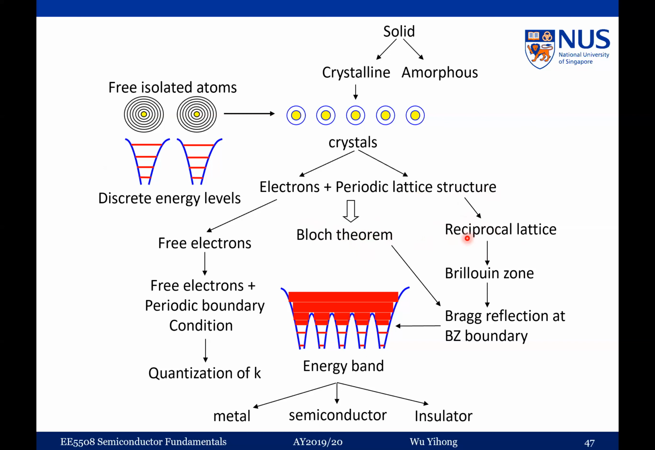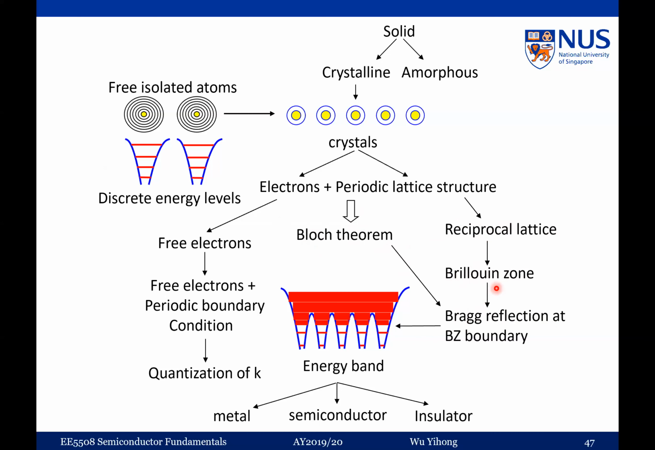And then from the periodic lattice, I remember in lecture 1 and 2, once we have a periodic lattice structure, we can define the reciprocal lattice. And from the reciprocal lattice, we define the first Brillouin zone. The first Brillouin zone basically is the primitive cell of the reciprocal lattice, the Wigner-Seitz cell, right? I mentioned that we are only interested in the first Brillouin zone. When you have this kind of reciprocal lattice, it will interact with the electron wave, and the electron wave will be reflected at the Brillouin boundary, okay?